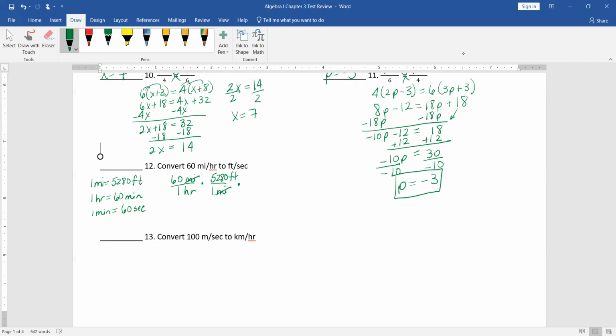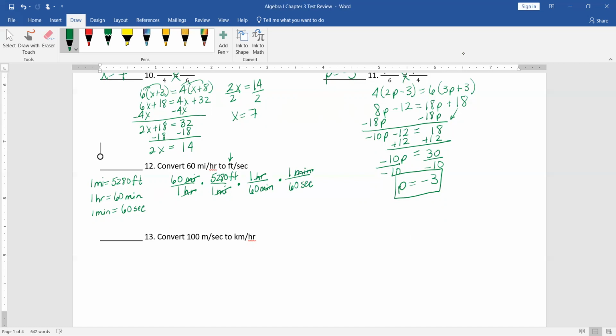This is just how I've always done it. So just put a note by here if you get totally confused by what I've done. I've got my feet in the numerator, which is what I want. I need feet in the numerator, seconds in the denominator. So let's convert this hour to seconds. Hour starts off in the denominator, so I'm going to put it in the numerator for my unit multiplier. 1 hour equals 60 minutes, so my hours are going to cancel out. And then 1 minute equals 60 seconds.